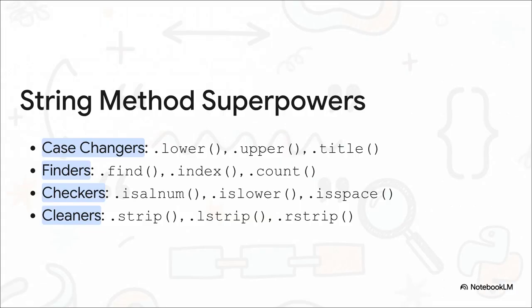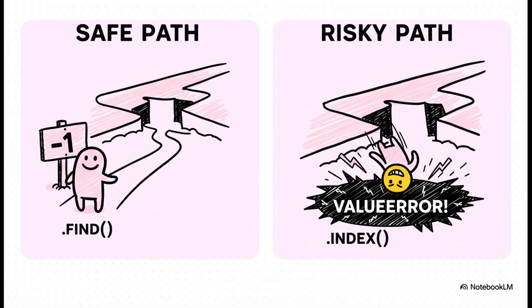And then you have a whole toolbox of ready-made tools called methods. You've got tools to change the case to all small letters or all capital letters. You have finders to search for things. You've got checkers to see what's inside a string, and you've got cleaners to remove extra messy spaces. So useful.